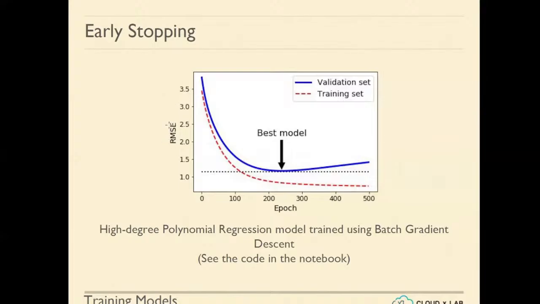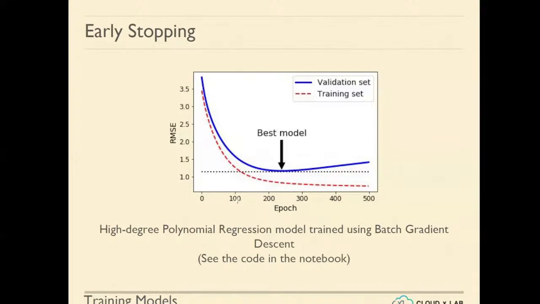Let's say on the y-axis we have RMS error, and on the x-axis we have the number of epochs, right? Initially, since we are starting from random initialization, both the training error and the validation error will be high, because we have started from random initialization, right?